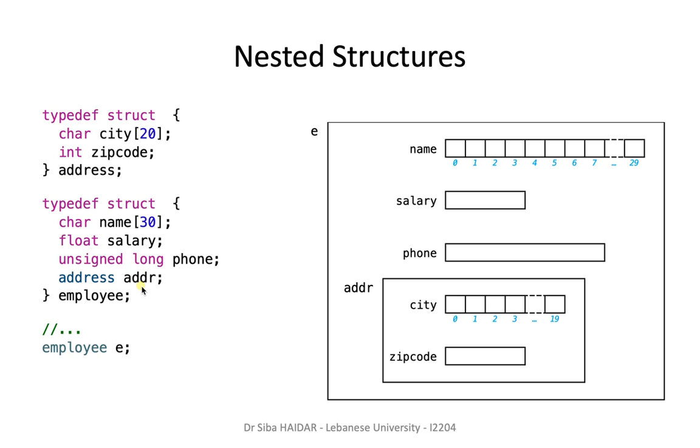And I can continue and declare E of type employee. How do I represent E? E will be represented as a compound type holding another compound type. Name, salary, and phone are fields. Name is compound. This is an array. Also, address is compound. This is another structure type holding two fields. So we are seeing nested structures, a structure inside another structure.